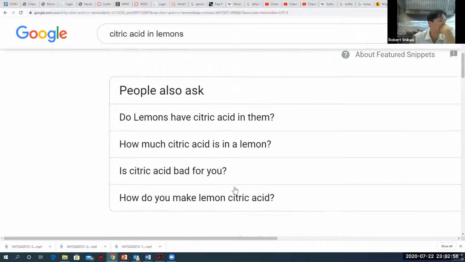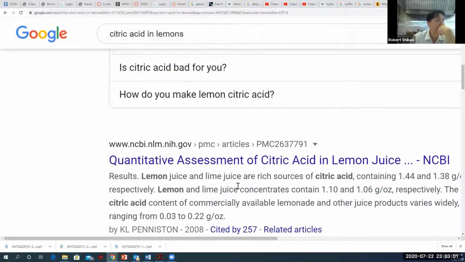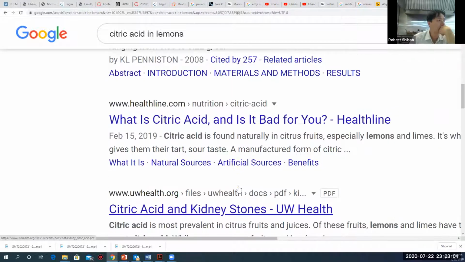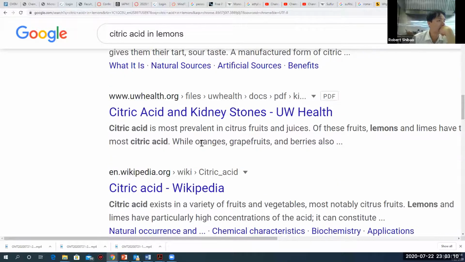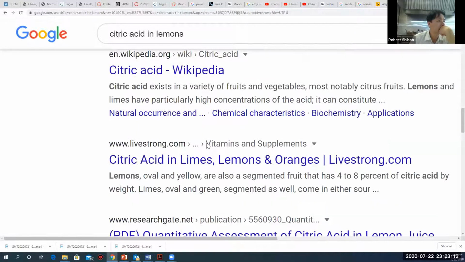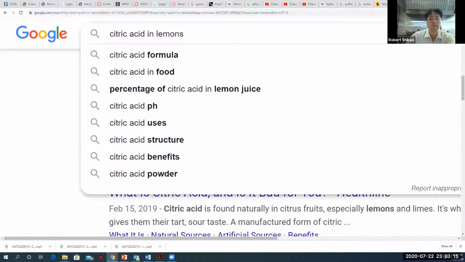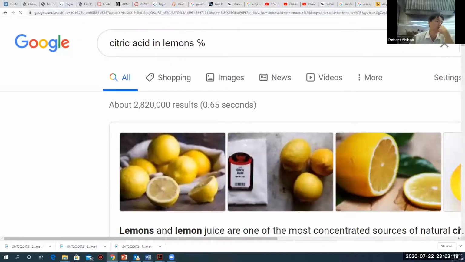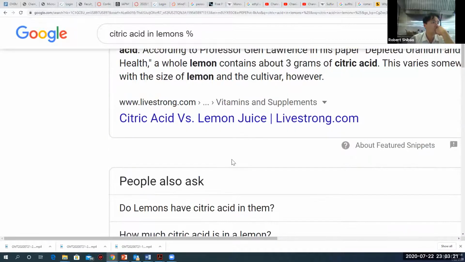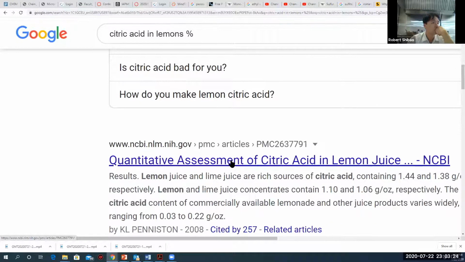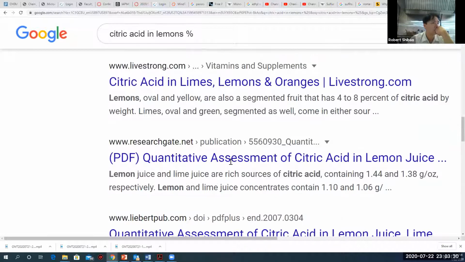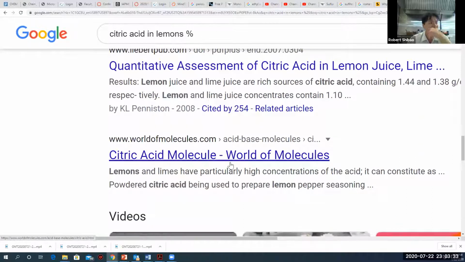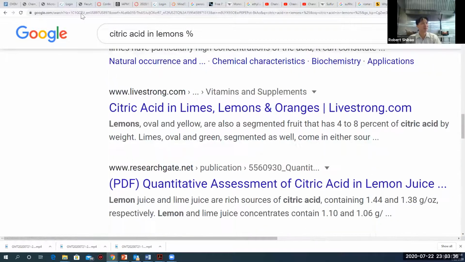I think it's 80% lemon. Kidney stones, which... yeah, I think it's 80%. It's not coming out right away, so I don't want to look for it. Huge.